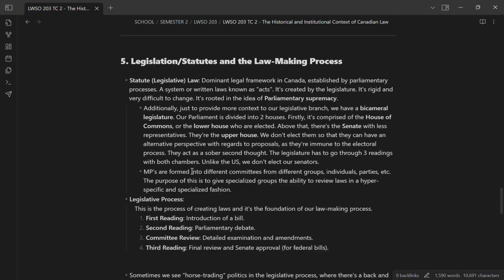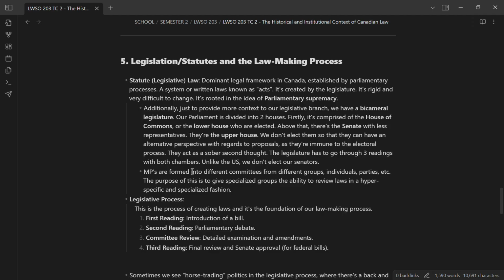The reading process for the creation of laws and the execution of our bills goes: a first reading, which is the introduction of a bill; a second reading, which is a parliamentary debate; a committee review, which is a detailed examination of the amendments; and then finally a third reading, which is the final Senate review for approval. This is our 4-step legislative process.